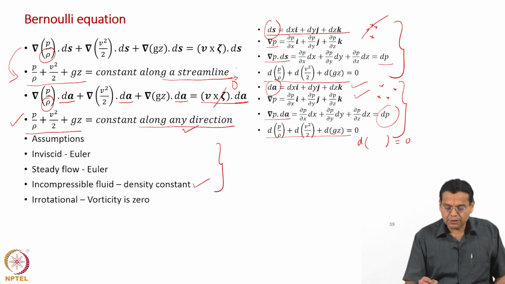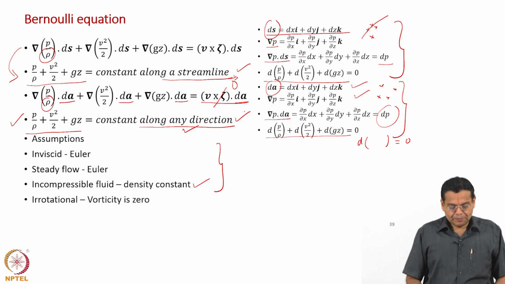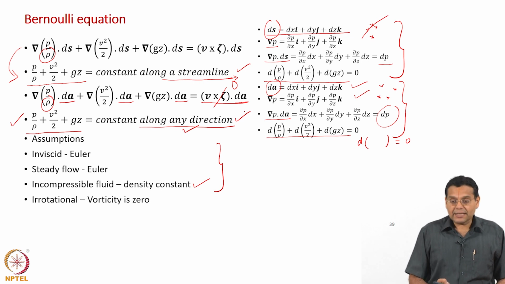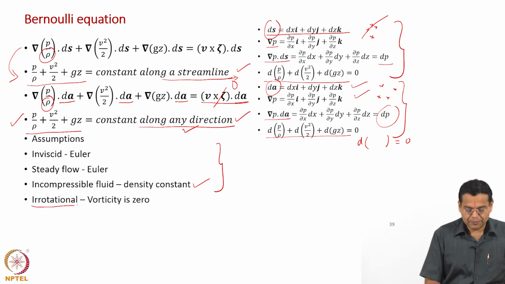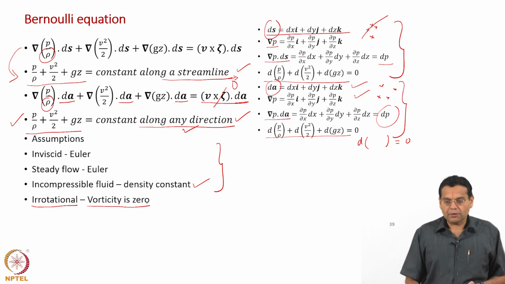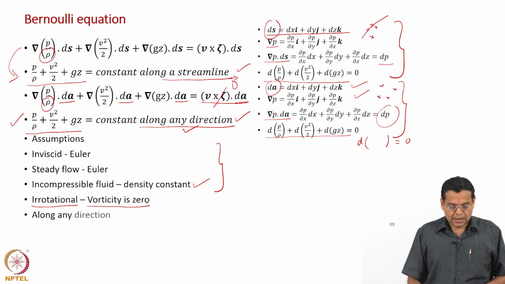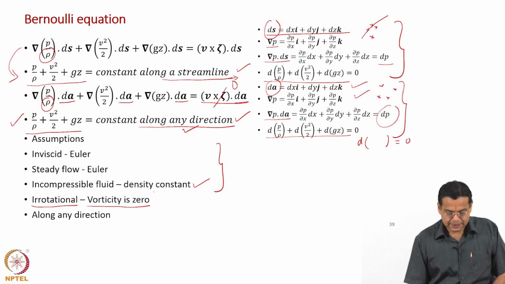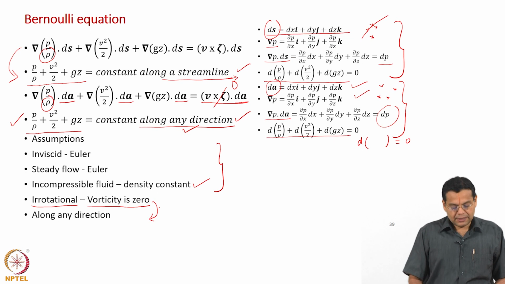We have now seen 2 forms of the Bernoulli's equation. Now, what is the extra condition here, extra assumption? Irrotational flow, which means vorticity is 0. Okay. That is the extra condition for the second form of Bernoulli's equation, okay, and which results in the statement that the sum of the 3 energy terms is a constant along any direction. That is, vorticity being 0 leads to the conclusion that the sum is a constant along any direction.